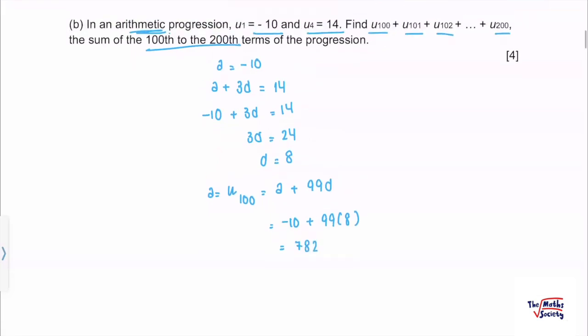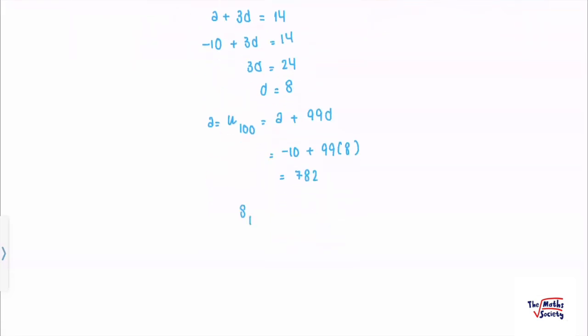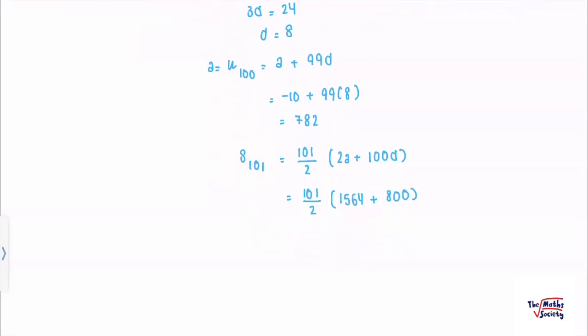And then we just find, not infinity, S101. That's going to be 101 divided by 2. This is according to the formula, which is n over 2 times (2a plus (n minus 1)d). So we have 2a plus n minus 1, so that's 100d. That's equal to 101 by 2. You get 2a, which is 1564, plus 800, because it's 8 times 100. And that's going to equal 119382. And that is your answer.